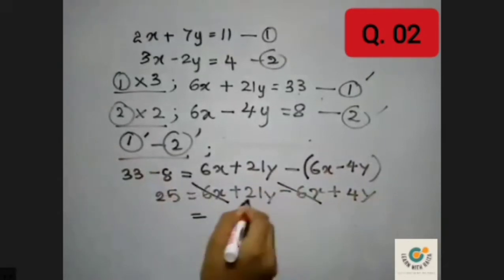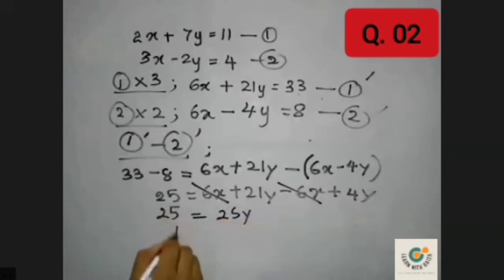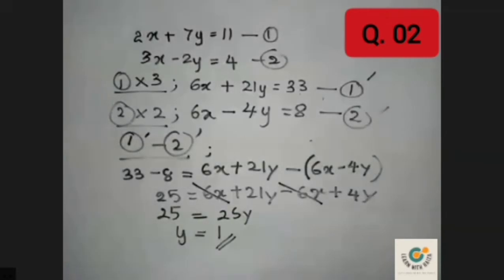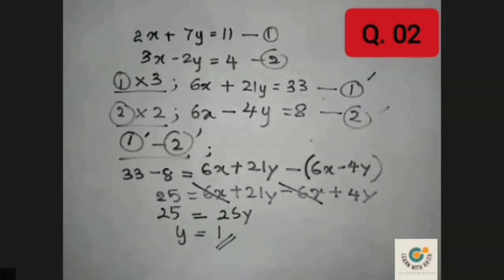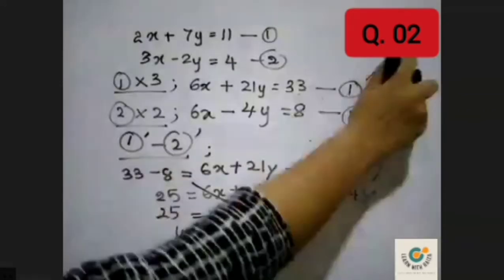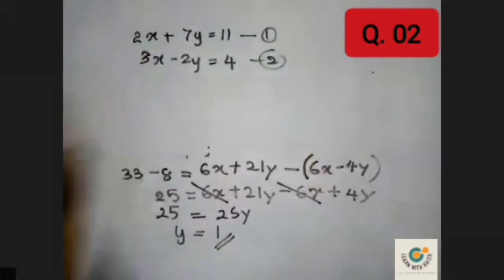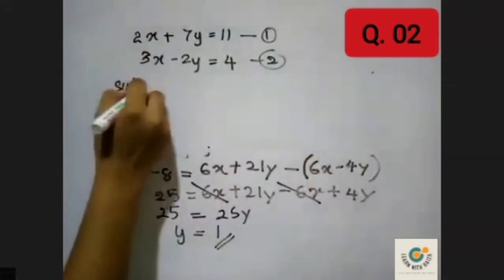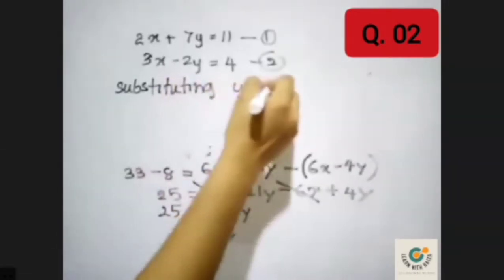So you are getting here 21 plus 4, you are getting 25y, equal to 25. So y is equal to 1. Now we found the value of y. Now we have to substitute the value of y to get the x value, right? So let me erase these top equations now, because I'm going to substitute and show you. First you have to write down: substituting y is equal to 1 in any equation.